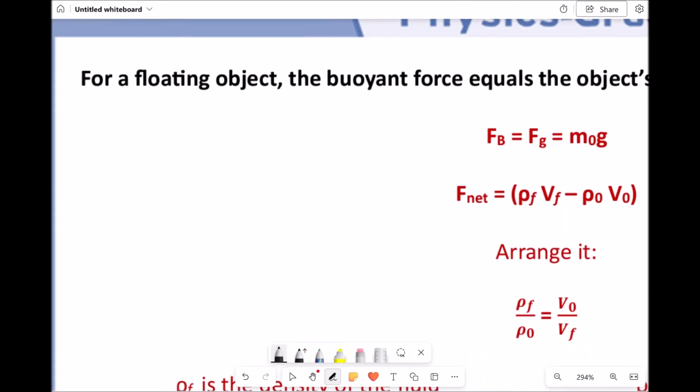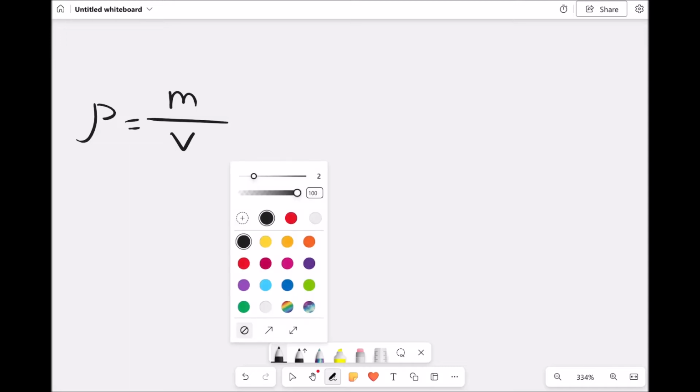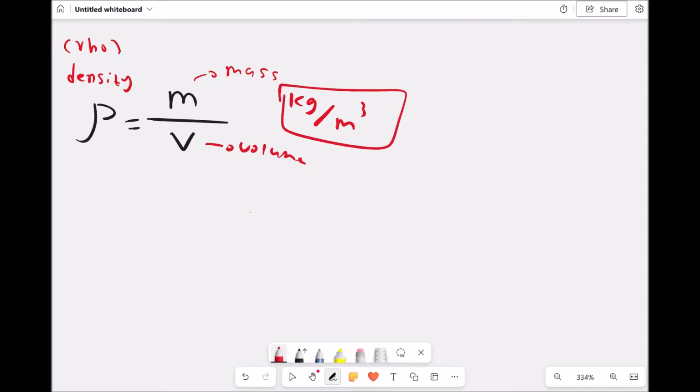Now, what is density? The equation of density is rho, which is equal to mass over volume. This is the symbol of density, which is pronounced as rho. It's not P, careful. This is rho. And this is mass. Mass is measured in kilograms, okay? And this is volume. It is measured in cubic meters.